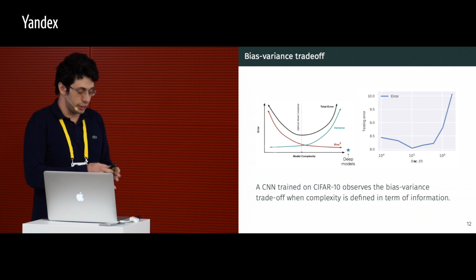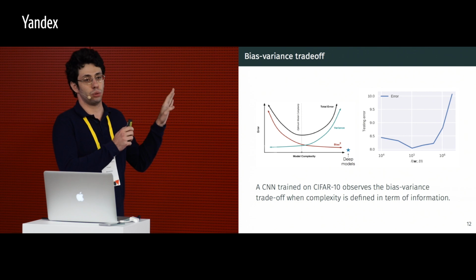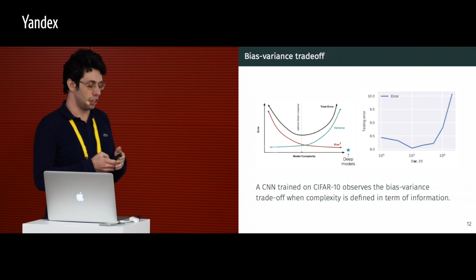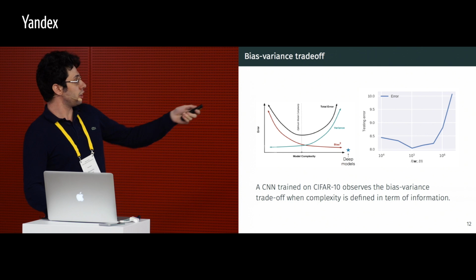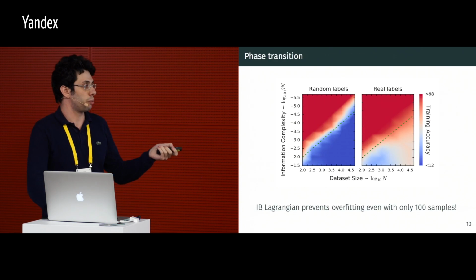OK, so we still have a problem. Everything we have done until now is if we regularize the network to have a constrained amount of information in the weights. What is the regularizer? The regularizer we're using is the quantity of information in the weights. So now, of course, the problem.